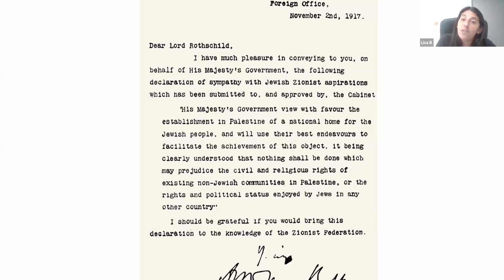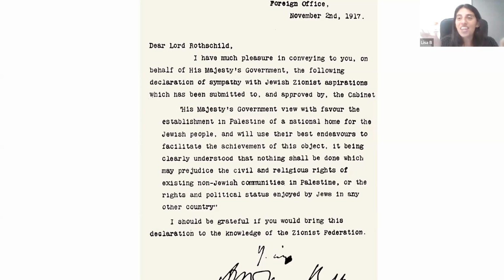His Majesty's government view with favor the establishment in Palestine of a national home for the Jewish people, and will use their best endeavors to facilitate the achievement of this object, it being clearly understood that nothing shall be done which may prejudice the civil and religious rights of existing non-Jewish communities in Palestine, or the rights and political status enjoyed by Jews in any other country. I should be grateful if you would bring this declaration to the knowledge of the Zionist Federation.